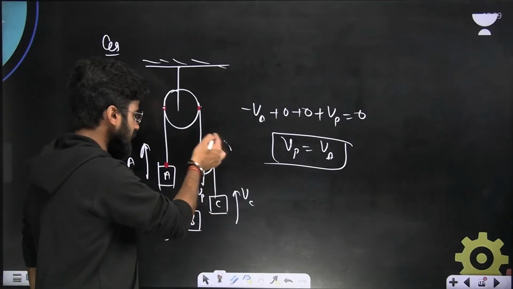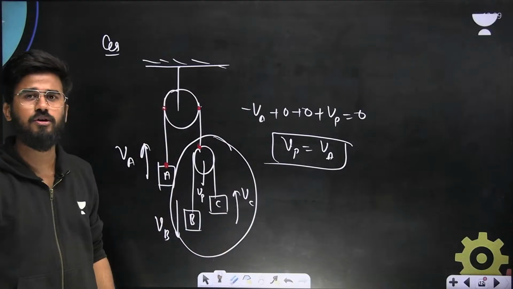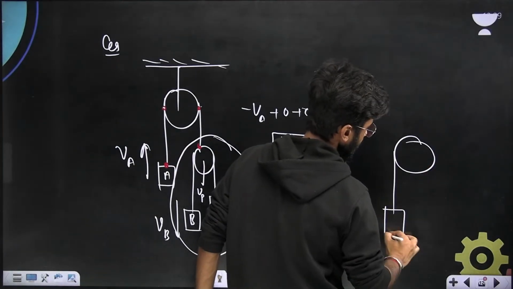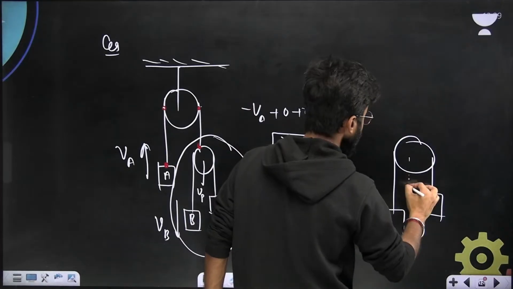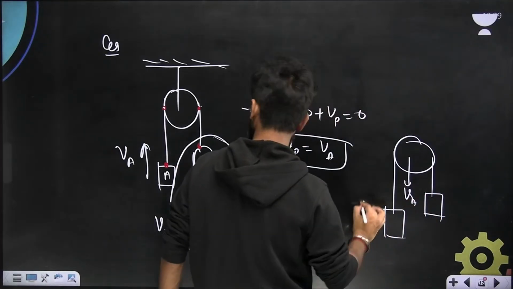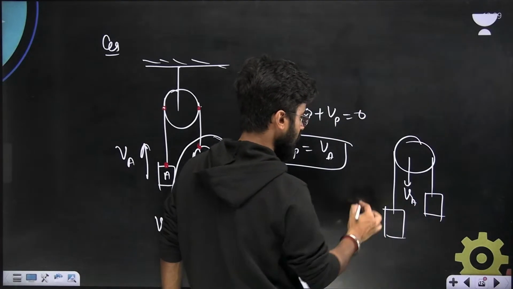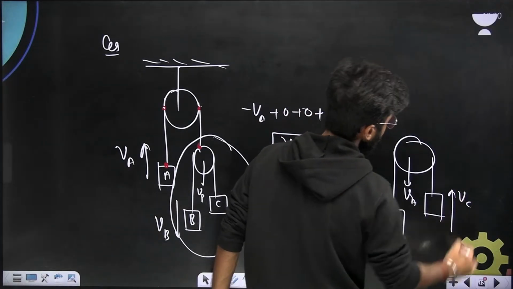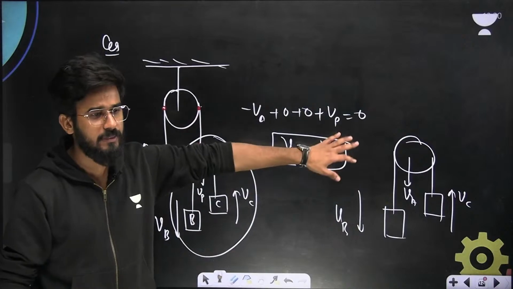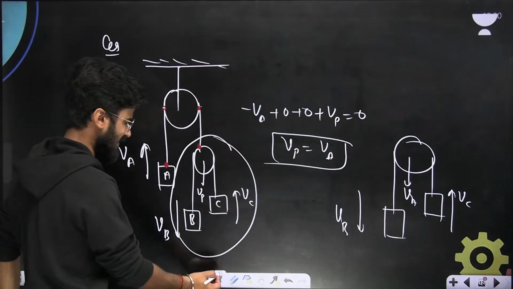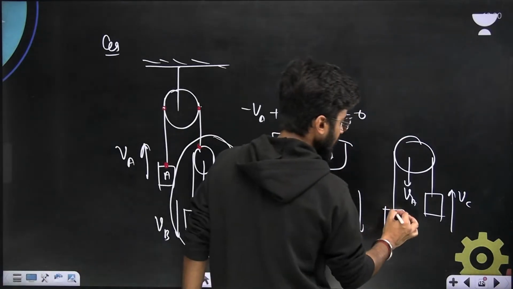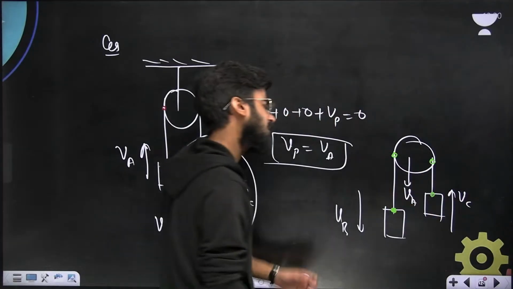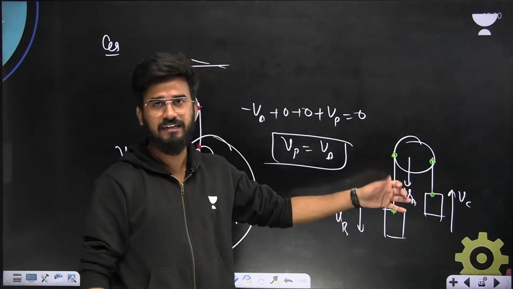Okay, now we have to consider this particular system. This system, the pulley is moving with VA, this is moving with VB, and this is moving with VC. Correct? Now we will write the relation between VA, VB, VC, whatever it is. Okay, so mark the points A, B, C, D. What the points are, just let it be. So now we will write VA, VB, VC.